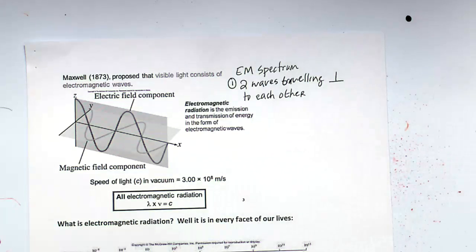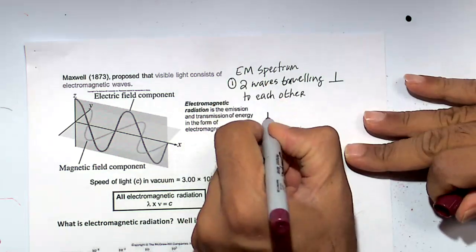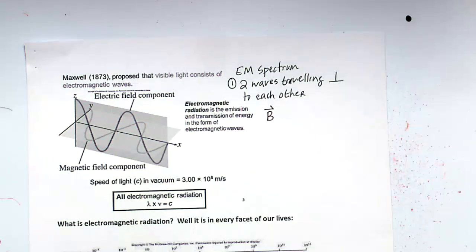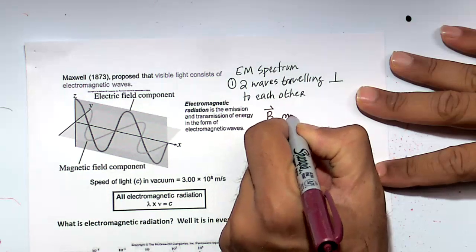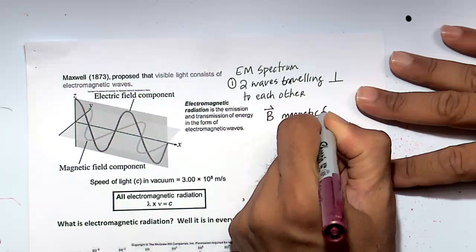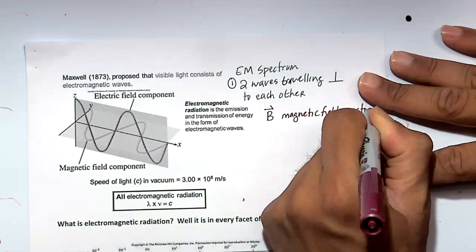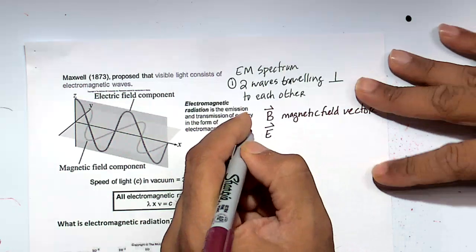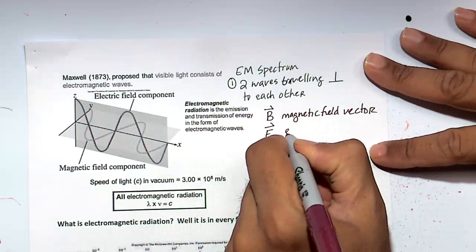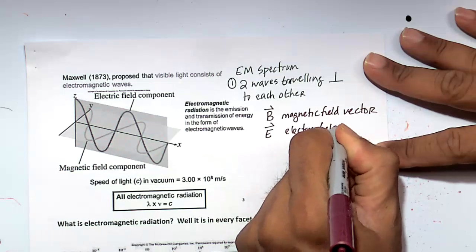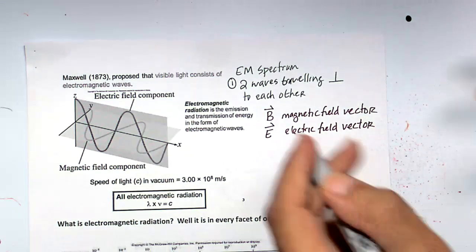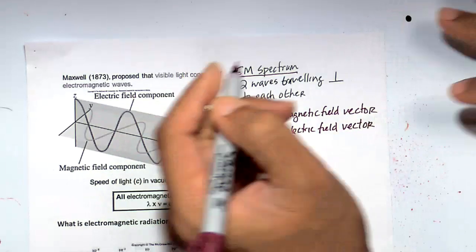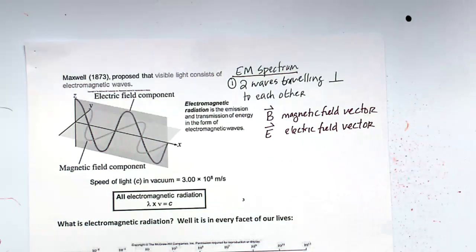What are those waves? One is the magnetic field wave, B. I'm going to put a little arrow above, and that means it's a vector. That's all. It means a vector. And you'll learn about that in physics or math class. So one wave is the magnetic field vector. And then the second wave is, these are traveling perpendicularly now, the electric field vector. So that's key point number one of the electromagnetic spectrum. They're traveling perpendicular to each other.